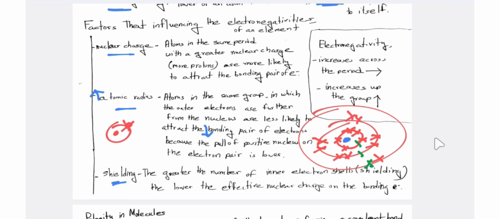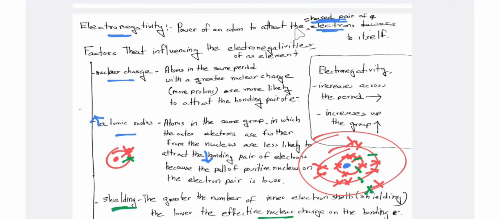Now these inner electrons cause shielding. Due to this shielding, there is less nuclear attraction on the bonding pair of electrons compared to an atom that has no shielding. So as the shielding increases, there is less nuclear attraction on the bonding pair of electrons, and so electronegativity decreases, since electronegativity is the power of an atom to attract the shared pair of electrons towards itself.